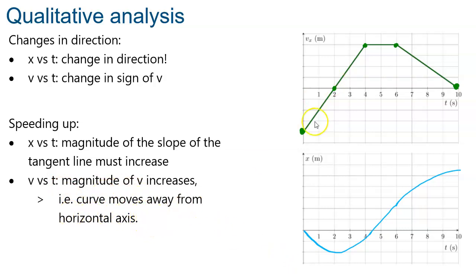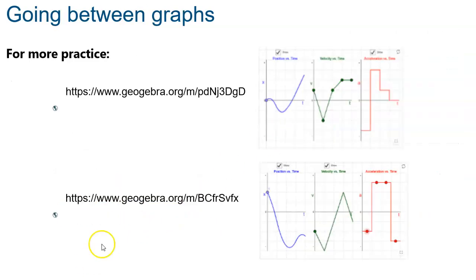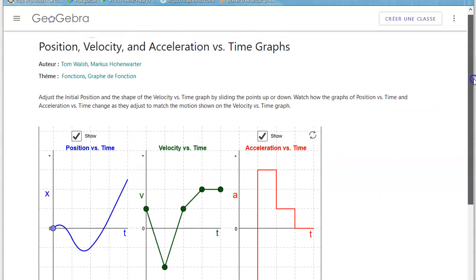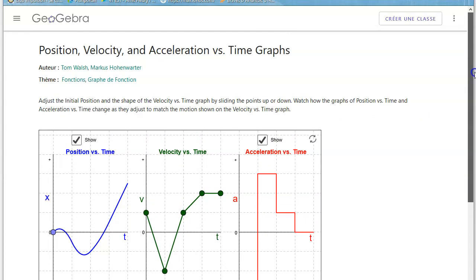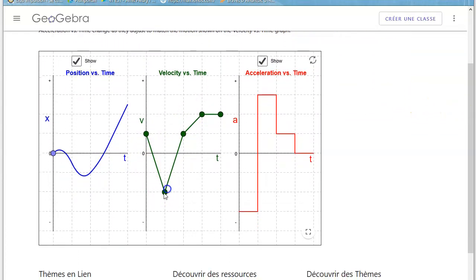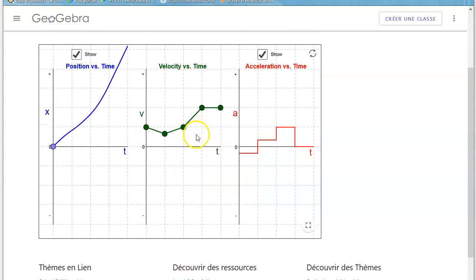If you want to practice your graph sketching, there are 2 simulations on GeoGebra made by Tom Walsh that are pretty great. So I'll show these around very quickly. So the first one in here is position, velocity, and acceleration versus time graph. What it does is that you can control the velocity versus time graph like this. So you can choose whatever you want, and you can choose also your initial position.